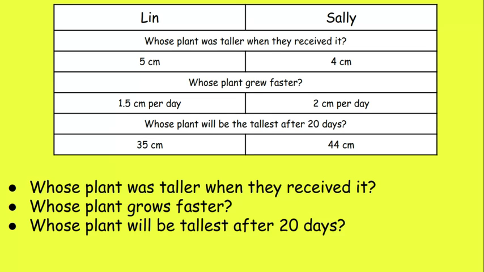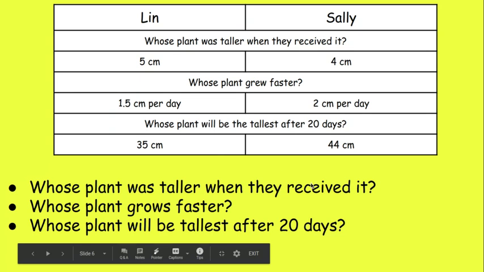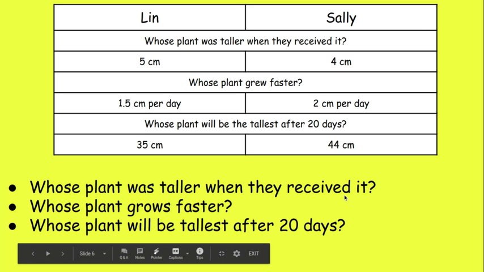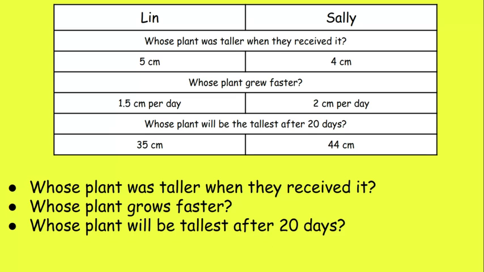So when you get to the questions you have for your homework, you're going to receive these types of questions. And you're going to have to ask yourself, is it asking me for the slope or the y-intercept or the rate of change or the initial value? And determine that. So whose plant was taller when they received it? Okay, so that's talking about your y-intercept. And obviously we know that Lynn's was taller because hers was 5 centimeters when she received it and Sally's was only 4.